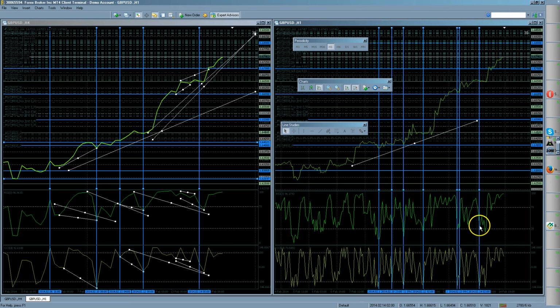RSI is almost below 70, definitely here. You have to buy. You just have to buy here. Nothing you can do about it. That's your rule. CCI confirms. RSI, you buy again. Bam. You just made 50 pips.